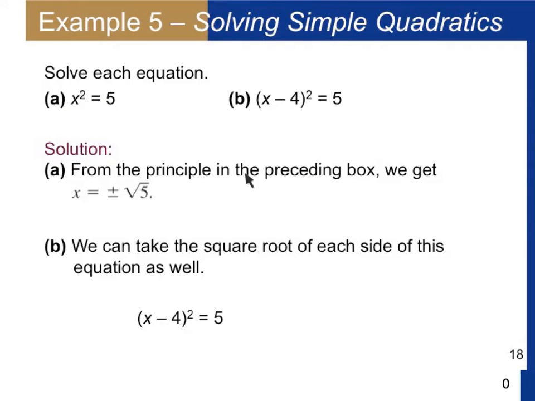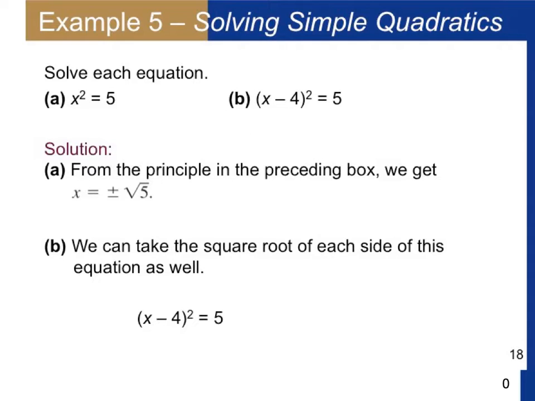Okay, so let's look at a couple examples. Here we have x squared equals 5, and basically we're just going to take the square root of both sides, right? And if you do that, you get x equals plus or minus square root of 5. But we can also follow the principle from the previous slide. With this one, now we don't have x by itself in the square, but we can still take the square root of both sides.